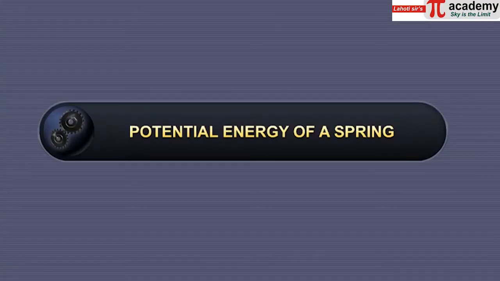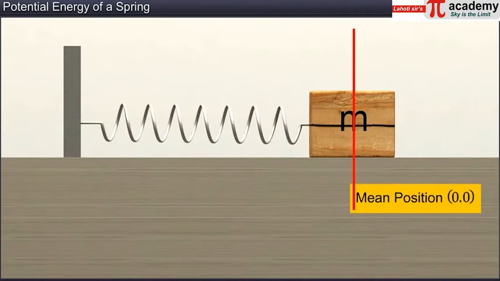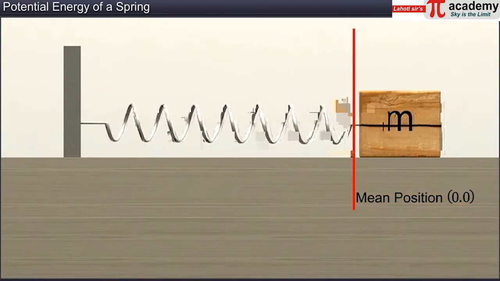In this module, you will learn about the potential energy stored in a stretched or compressed spring. Consider a block attached to a spring placed on a smooth horizontal surface. The other end of the spring is attached to a rigid wall. The position at which the spring is at rest initially is considered to be the mean position, with no displacement of the spring. Then, the spring is compressed and released.